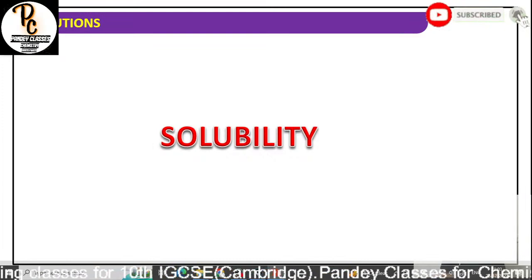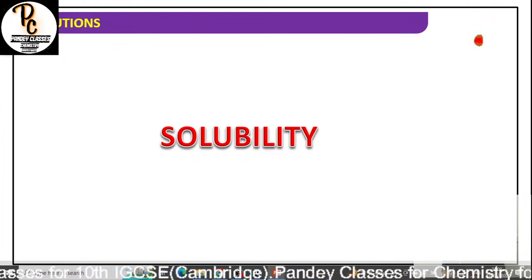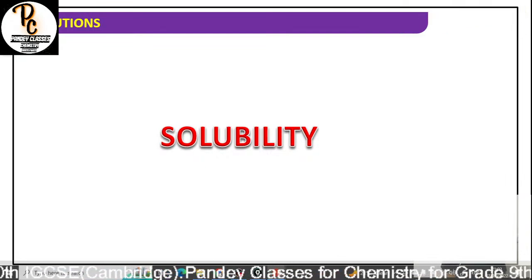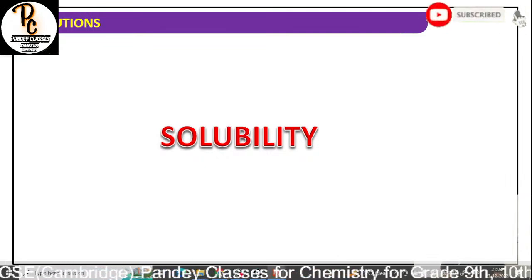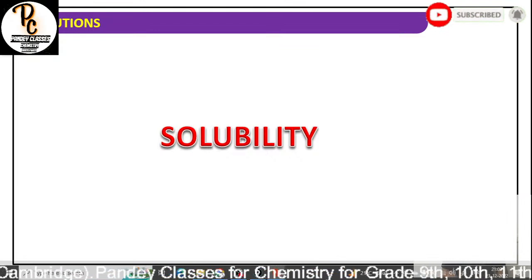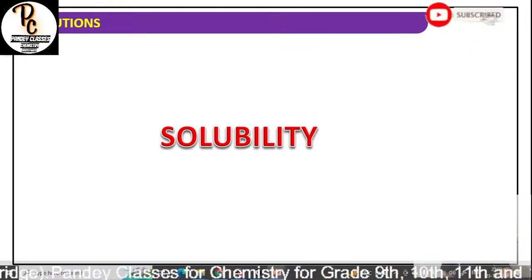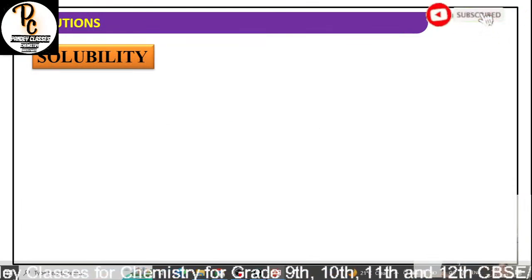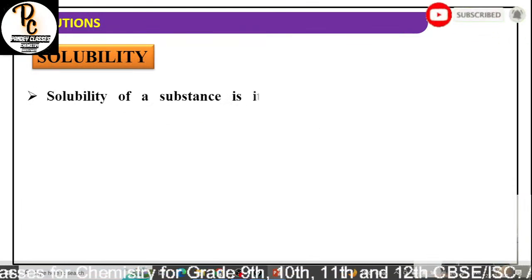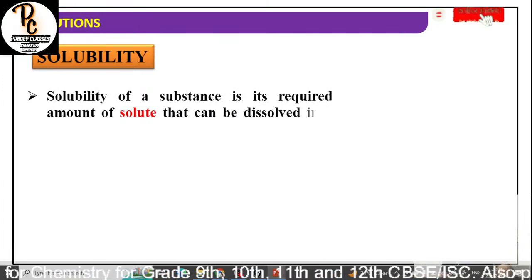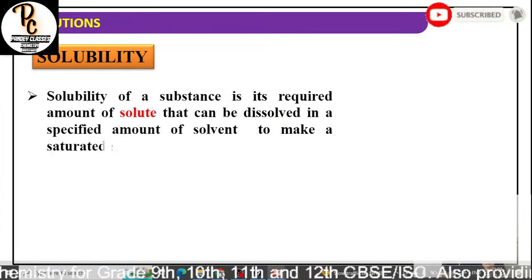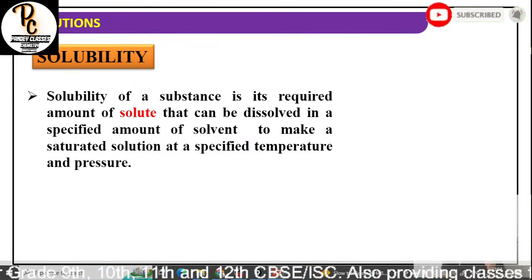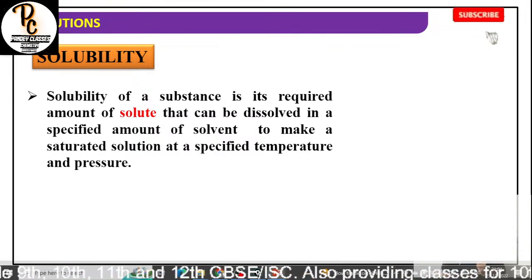So let us start with the new topic of the same chapter, and the topic is solubility. What is this solubility? So let's start with solubility. We all have some prior information about solubility. Solubility is defined as the amount of solute that can be dissolved in a definite amount of solvent. Here we take 100 gram as a definite or specific amount of solvent.